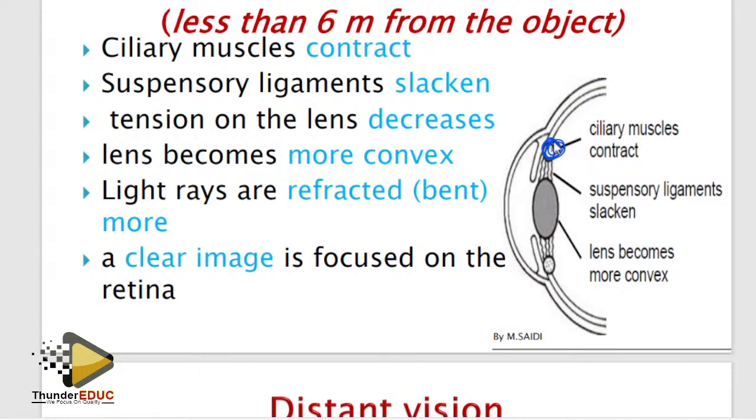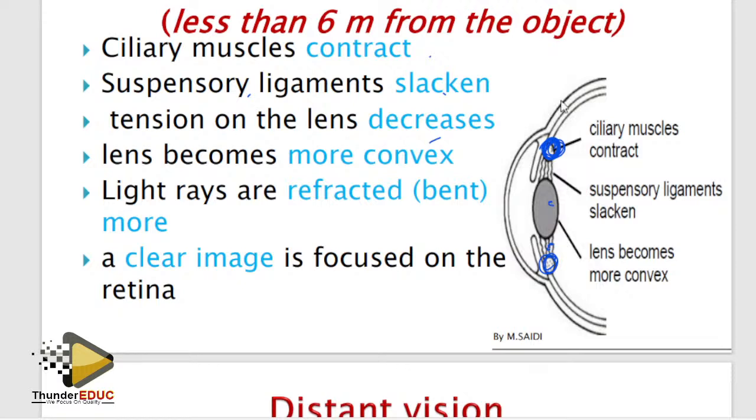The ciliary muscles, and then the suspensory ligament, and then the lens. Simple. Ciliary muscles contract, suspensory ligament slackens. Slacken means they relax. Don't say relax, say slacken. The tension on the lens decreases, then the lens becomes more convex. It becomes more thick, and then light rays are refracted or bent more, and then a clear image is focused on the what? On the retina.